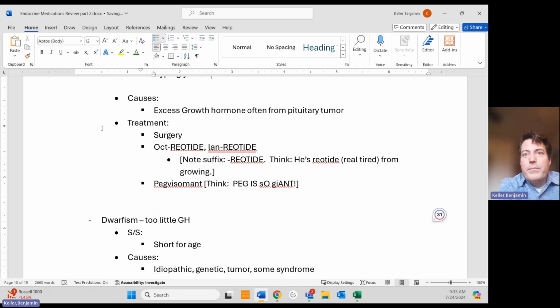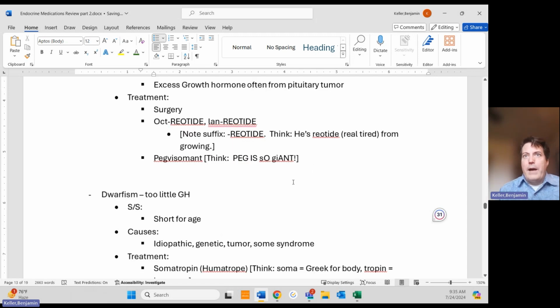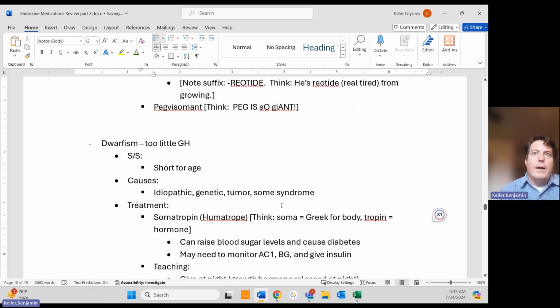You might also come across pegvisomant on your exam. And pegvisomant, I think of it as peg is so giant, because it treats acromegaly or gigantism. Dwarfism is too little growth hormone, and it's going to be short stature for your age.